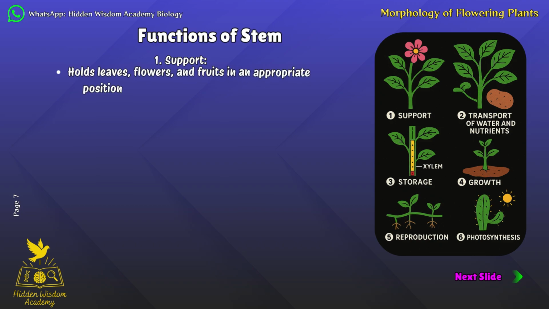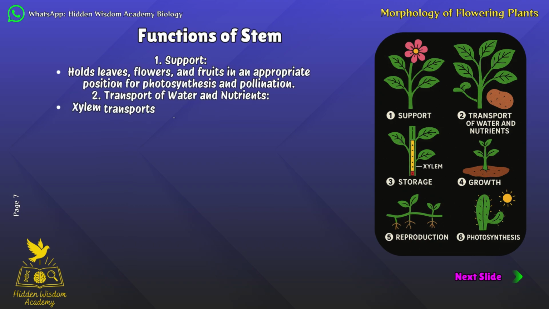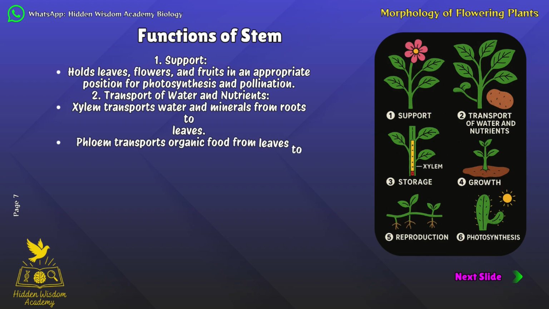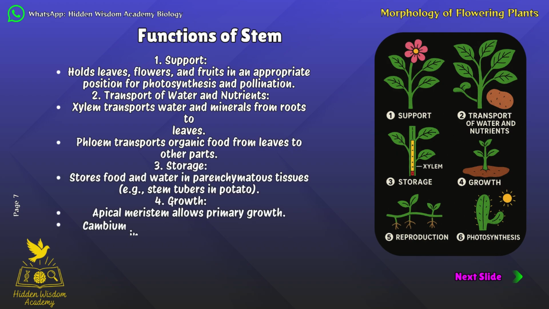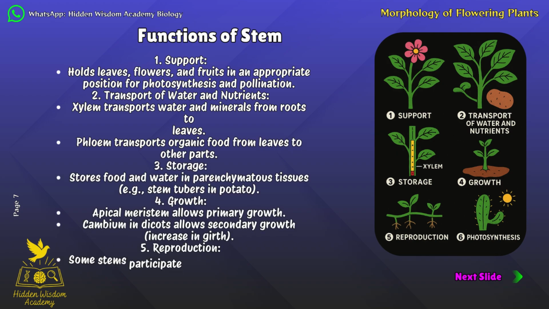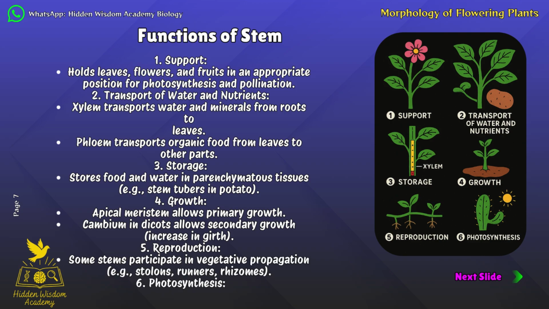Let's talk about functions of stem. The stem has many important functions in plants. It supports leaves, flowers, and fruits for photosynthesis and pollination. It transports water and minerals from roots to leaves through xylem, and moves food from leaves to other parts through phloem. It can store food and water, like in potato tubers.